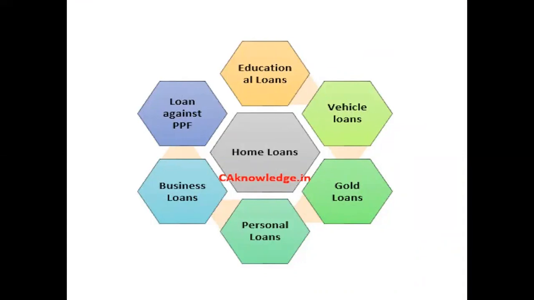It can be education loans, vehicle loans, gold loans, personal loans, business loans. The bank also gives loans against the provident fund. And the home loans, the main one, the home loans, right? So all these are types of loans which are disbursed by the bank.